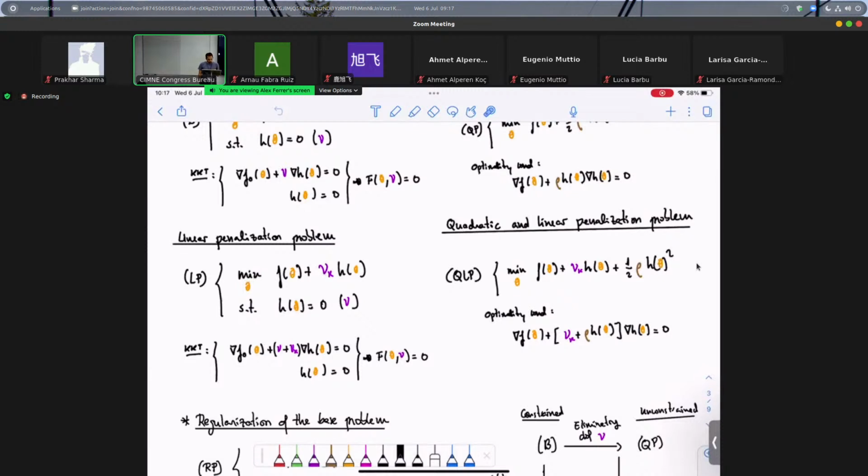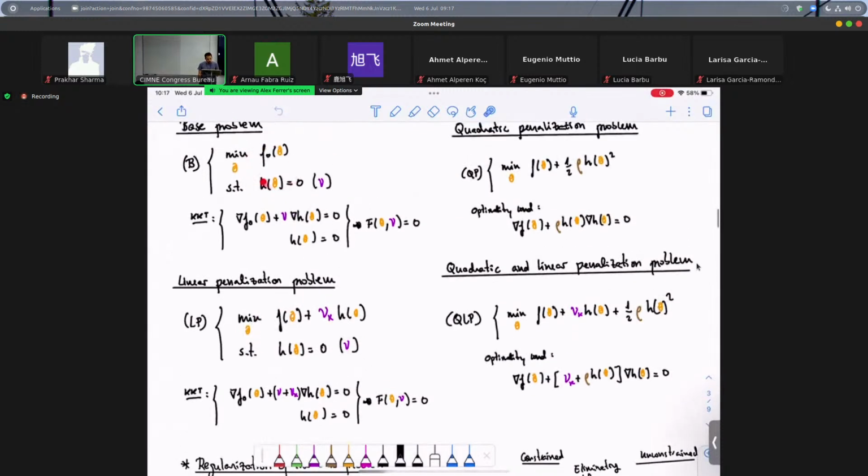So what you do is the same problem as you had, but you penalize with a parameter nu k with h. This problem is equivalent to this problem because when theta is equal to 0, this is 0, and minimizing this function is the same as minimizing this function. So it's equivalent.